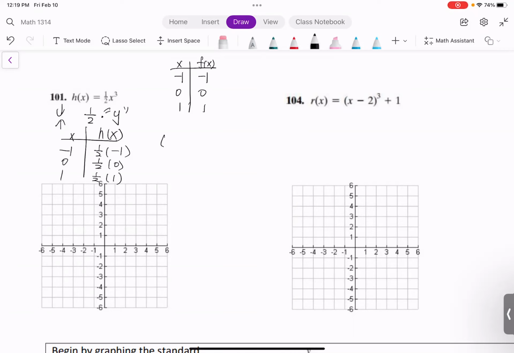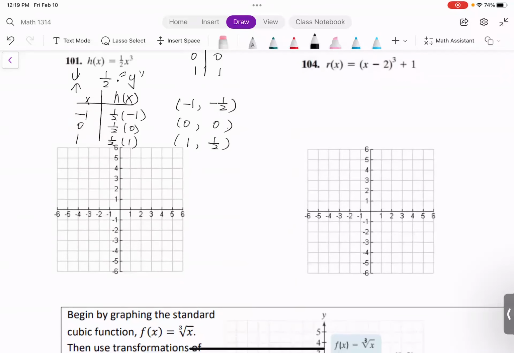Let's see the new key points. -1, -1/2; 0, 0; and 1, 1/2. Let's put the points on the graph. So -1, -1/2, the first key point is here. 0, 0, and 1, 1/2. Okay, we do not change the shape, so the shape keeps the same.